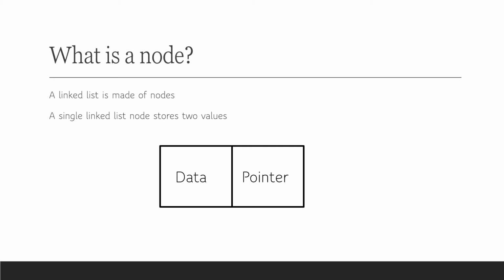So a linked list is made of nodes. A single linked list node stores two values, some data and a pointer. We can visualize it as a double box like this. Of course, there's not really boxes like this inside the computer. This is just a way of visualizing it.